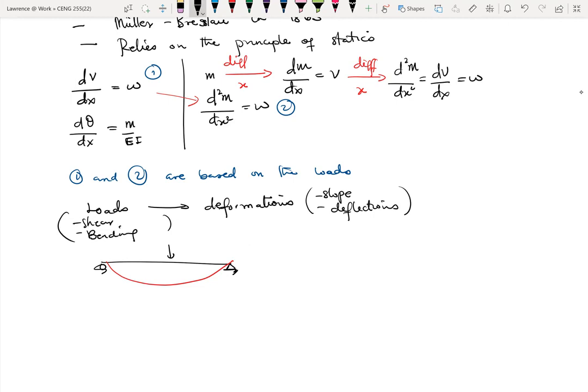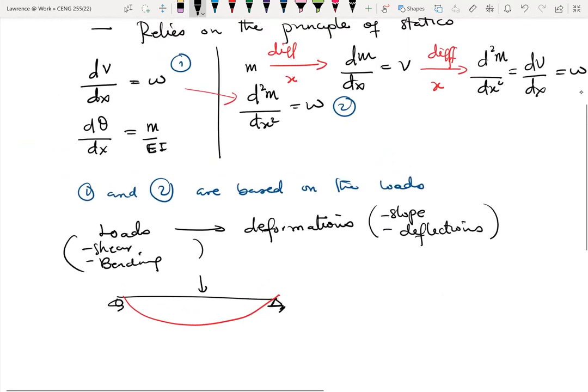So which means that there's a relationship between the loads being applied and the deformations. Okay. And that's what we've been trying to do from when we're looking at the moment area method, looking at that relationship between the deformations in the system and then the moments applied. All right. So we know that the theta over the x is equal to M over EI. And then we know that the deformation.